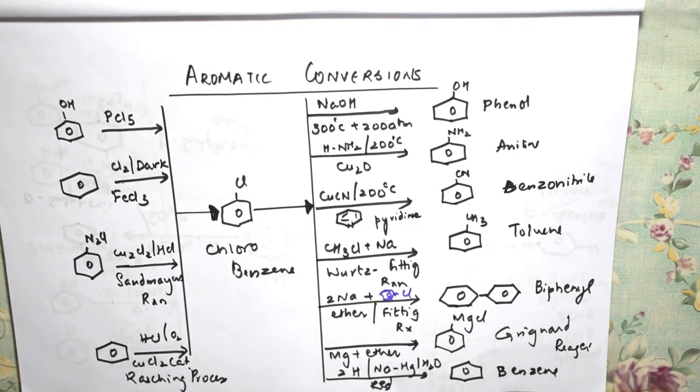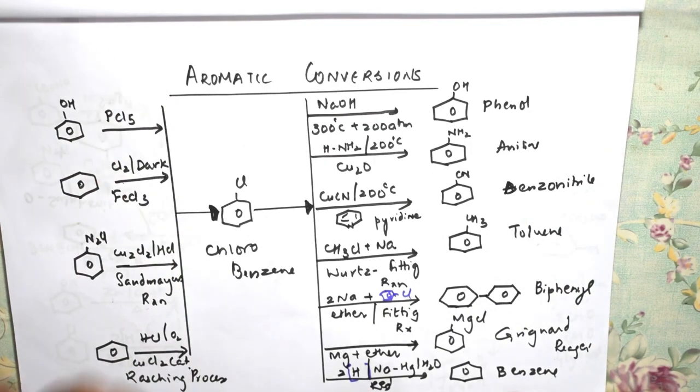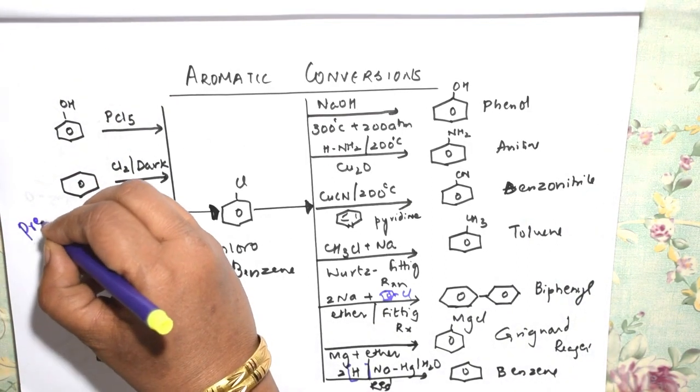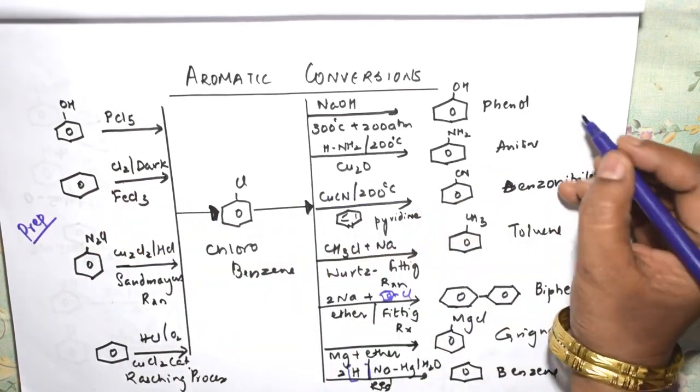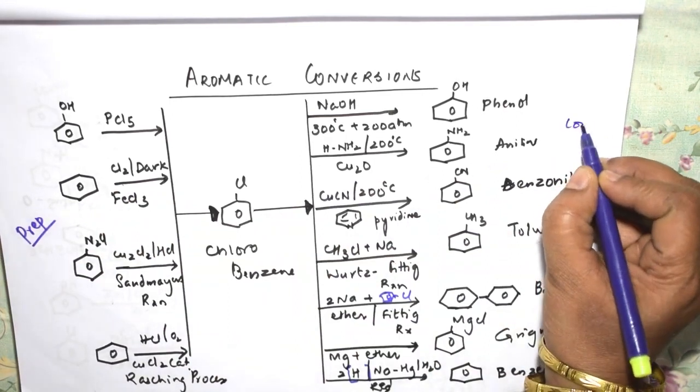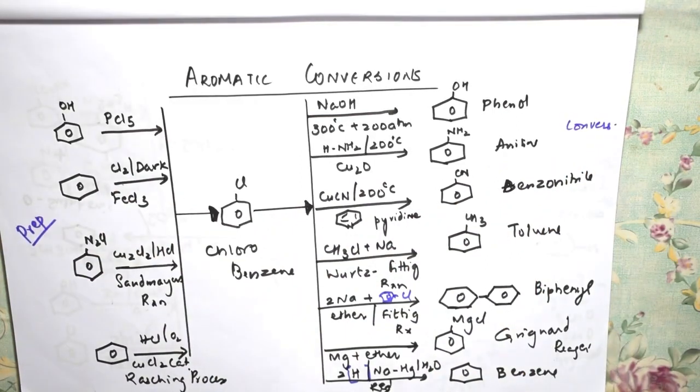Then comes, using magnesium and ether, you're going to prepare Grignard's reagent, ArMgX, or aliphatic if you take RMgX. So here again reduction. By reduction process, you can convert chlorobenzene to benzene. Perfect. So these are the preparation methods, students. How can I prepare? So these are the preparations, these are the conversions, right, students? Now let us come and see the next one.